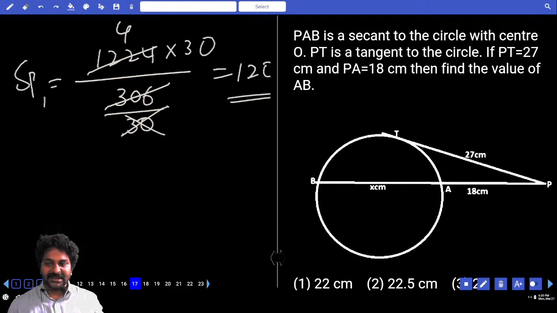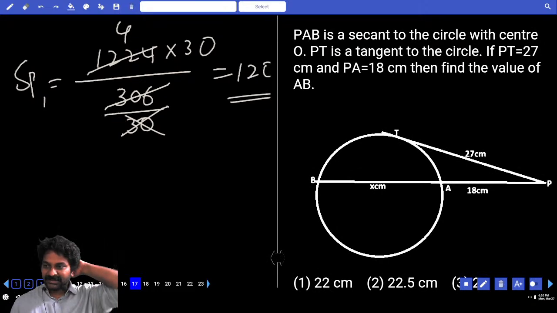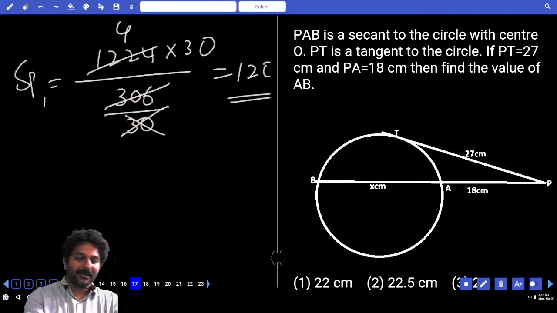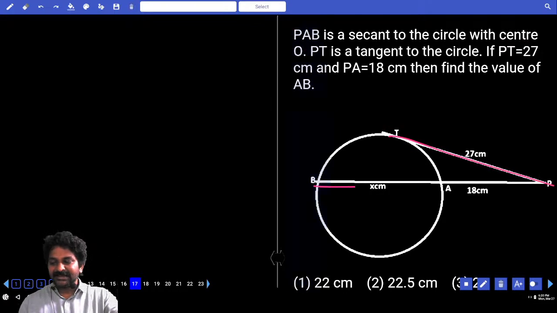Right. PAB is a secant to the circle with center O. PT is a tangent to the circle. PT is a tangent. PB is a secant. PT mentioned as 27. PA is 18. Find the value of AB. Right. Tangent and secant relation.